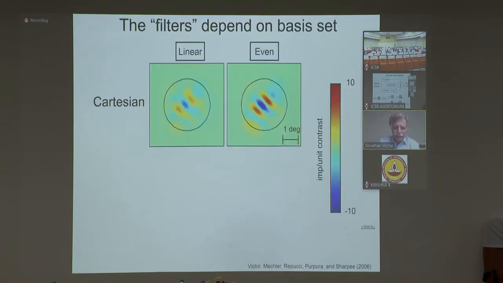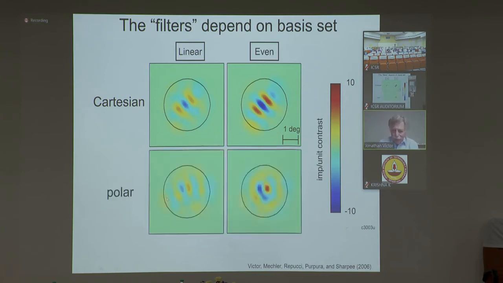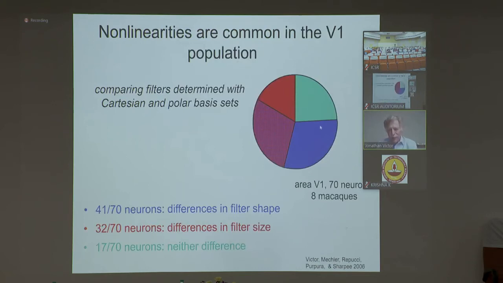So you can do that, and we can determine the effective filters with the Cartesian basis set, and not so surprisingly, we get some kind of an oriented filter that's Gabor-like. And then we can do the same thing with the polar basis set, which has the same span, and we find for this cell, as well as for many other cells, that yes, there is a Gabor-like filter function, but it has a different apparent orientation. So the unavoidable conclusion is that the apparent orientation of a cell depends very much on context and is not something that one can capture in a feed-forward fashion.